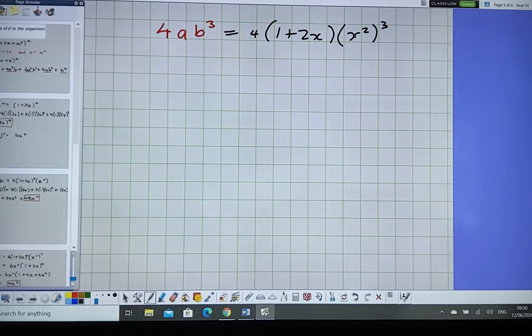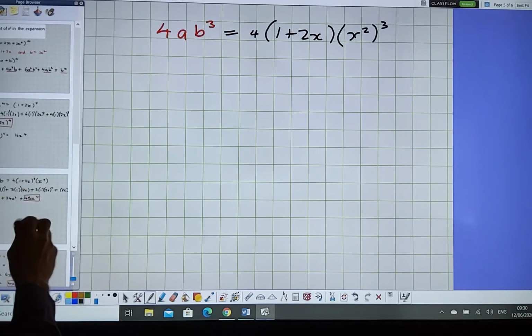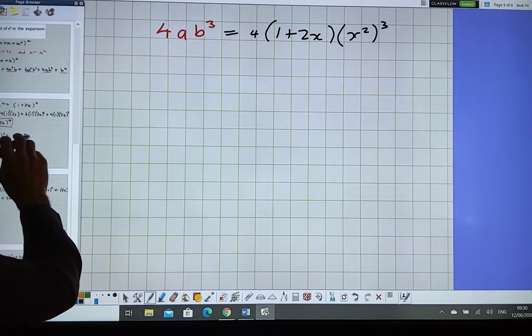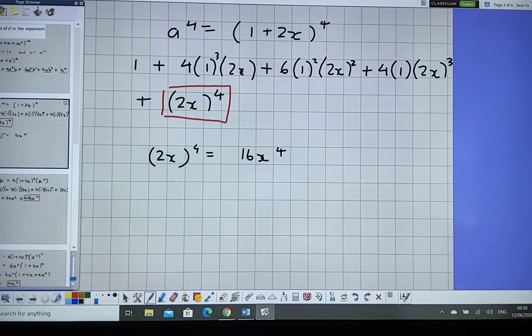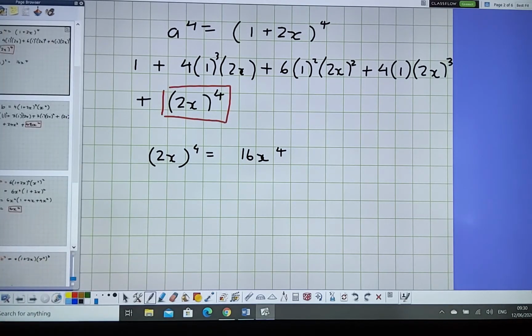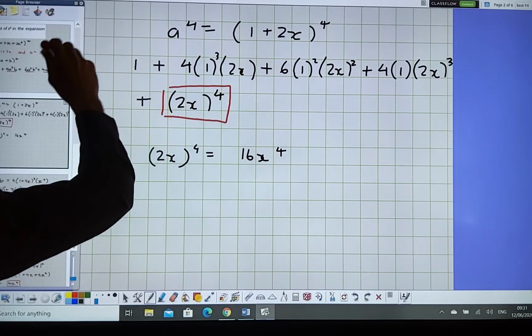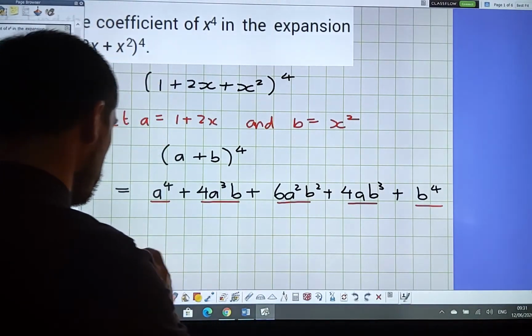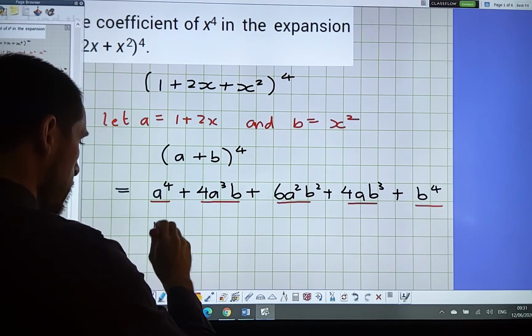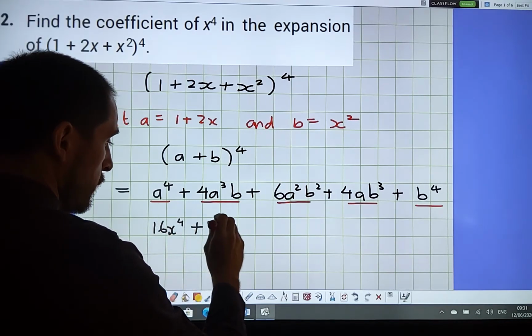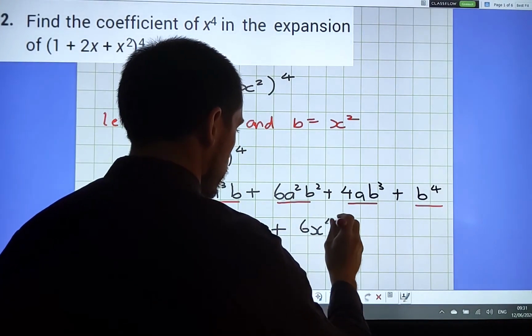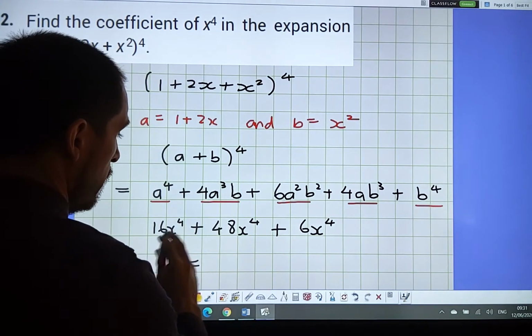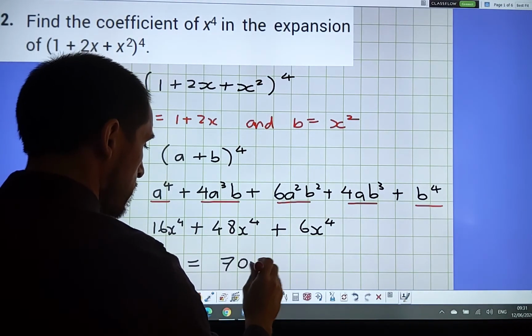So the ones we actually need are as follows. The ones we're actually going to be looking at are 16x to the power of 4, 48x to the power of 4, and 6x to the power of 4. If you go back to your original, so we know we've got 16x to the power of 4 plus 48x to the power of 4 plus 6x to the power of 4, giving me a total of 70 times x to the power of 4.